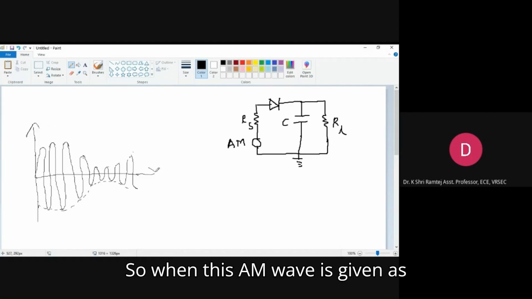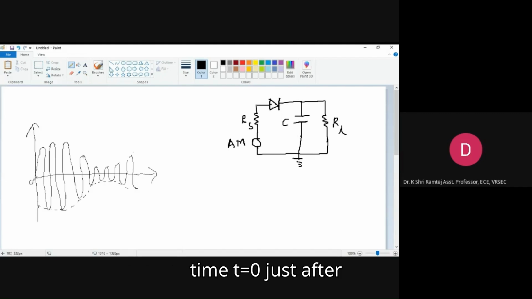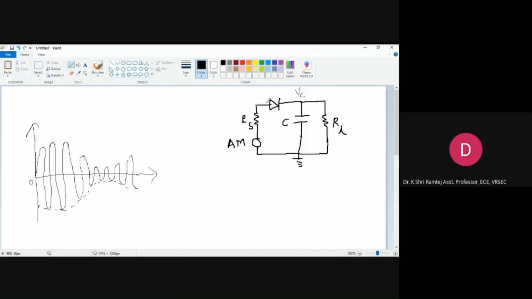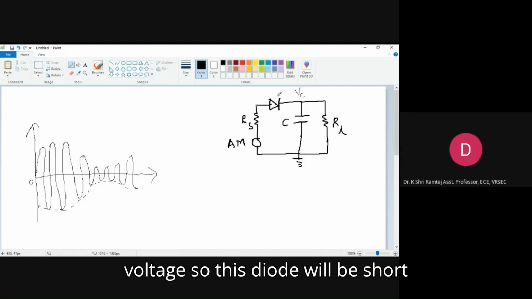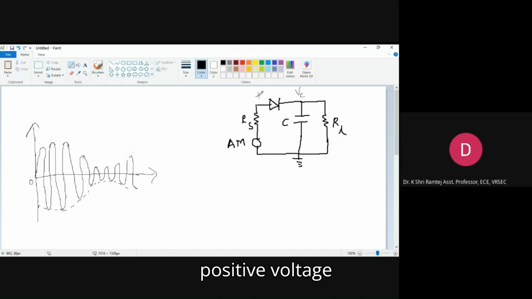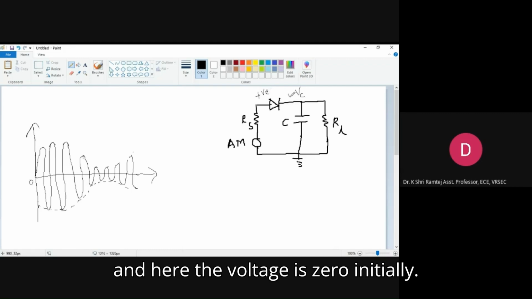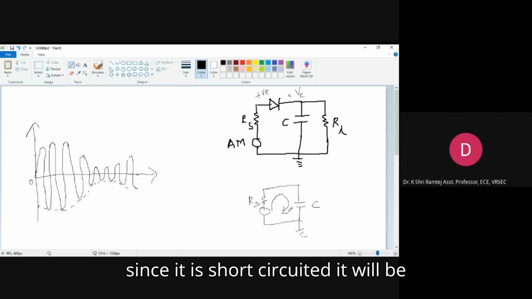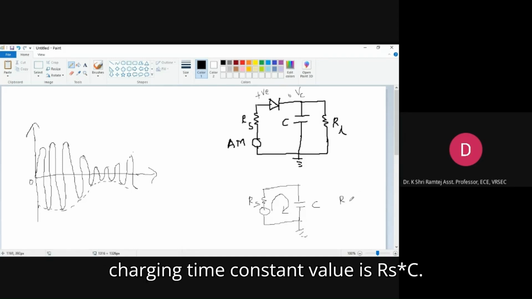When this AM wave is given as input to this envelope detector, at time t equal to 0 plus, the input voltage is a positive value. Initially the voltage across this capacitor Vc will be 0, and once we apply a positive voltage, this diode will be short circuited, because the voltage here is positive and here the voltage is 0 initially. So this will be short circuited like this. Since it is short circuited, the capacitor will be charged, and this charging time constant value is Rs into C.